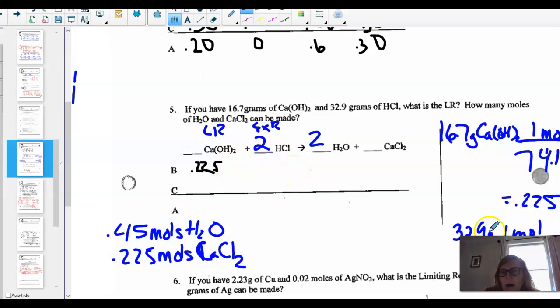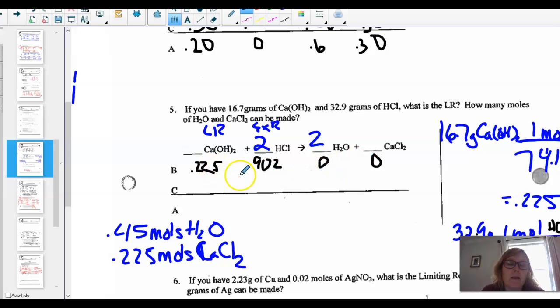Then you do the same for HCl. Down here in the bottom, I have 32.9 grams of HCl, and I divide by the molar mass of HCl, 36.46 grams. That gives me 0.902 moles. That's the math for that. Water will be 0 and calcium chloride will be 0 because I haven't made anything. Next, you look at and figure out the math.